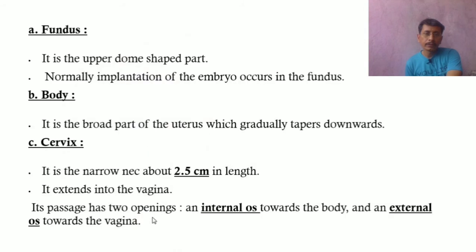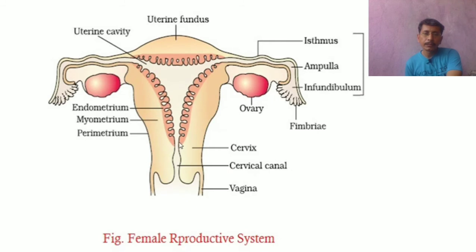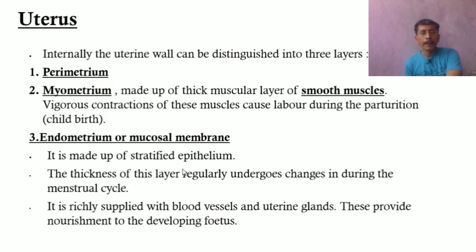Now this cervix has two main openings. One is the internal os towards the uterus or body, and the other is the external os towards the vagina. This whole part is the cervix. Upper part म्हणतो आपण त्याला internal os म्हणतो. This is the external os. Those are the two openings, the internal os and the external os.